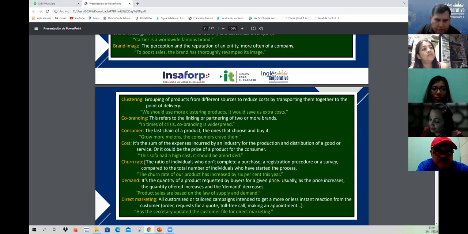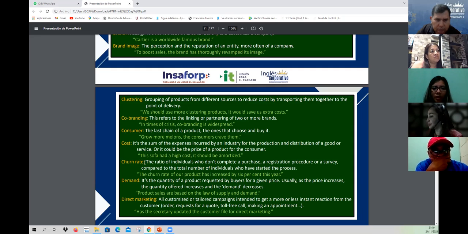Churn rate. The ratio of individuals who don't complete a purchase, a registration procedure, or a survey compared to the total number of individuals who have started the process. The churn rate of our product has increased by 6% this year.